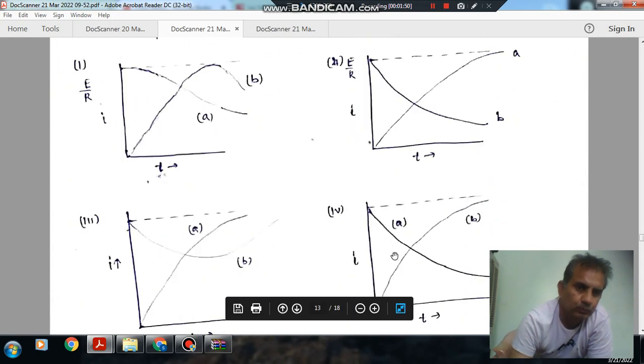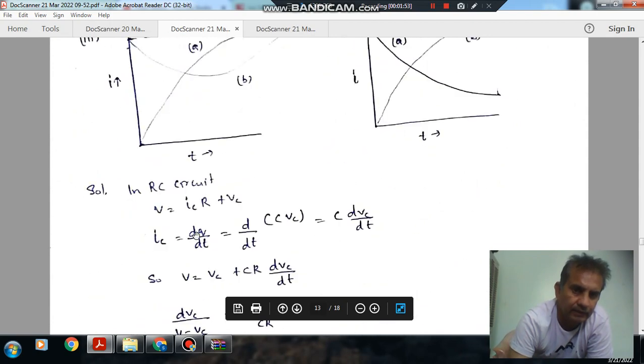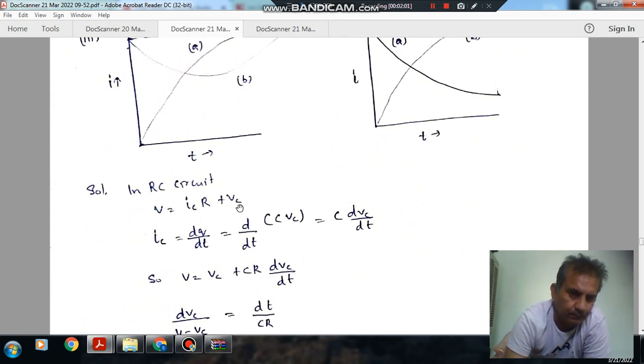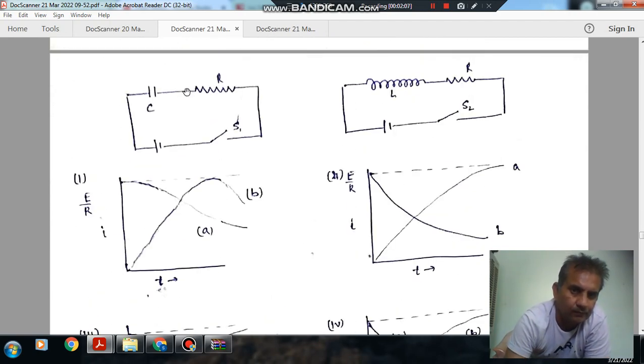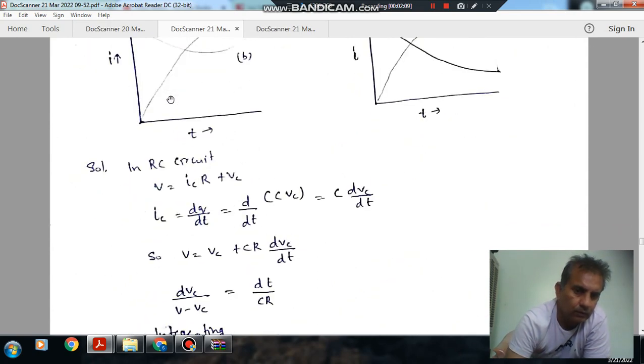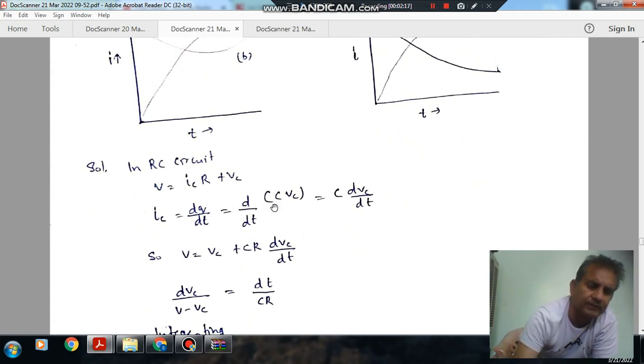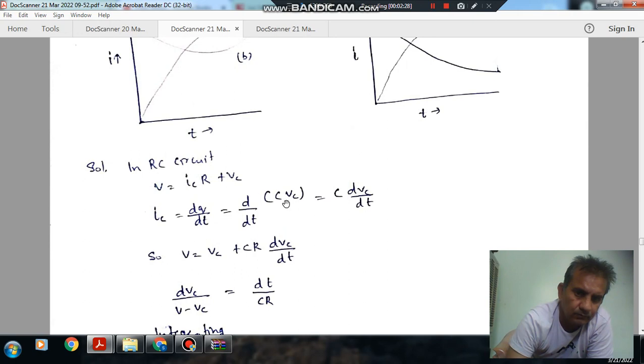So first of all, take the RC circuit. In the RC circuit, the potential is given by the potential drop across the resistance and the potential across the capacitor. And the current flowing is the same for the capacitor and the resistance, so it is dq by dt, where q is the charge, and the charge is given by C into Vc. Vc is the instantaneous potential across the capacitor.